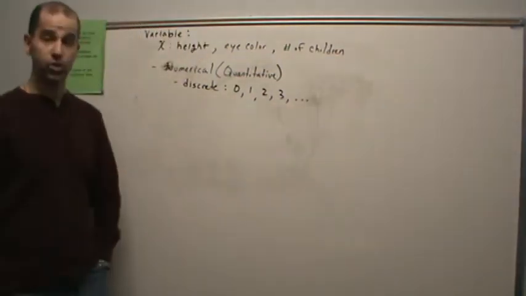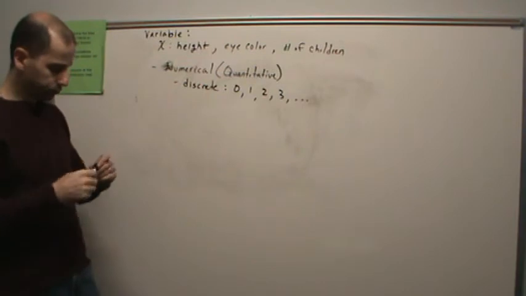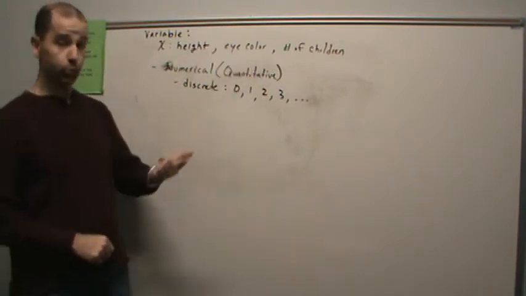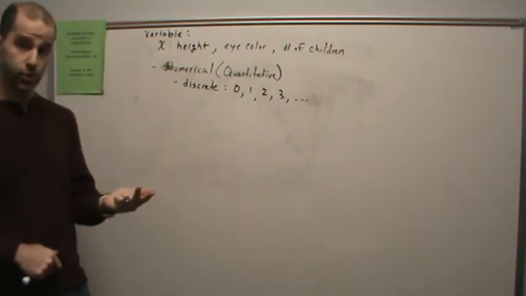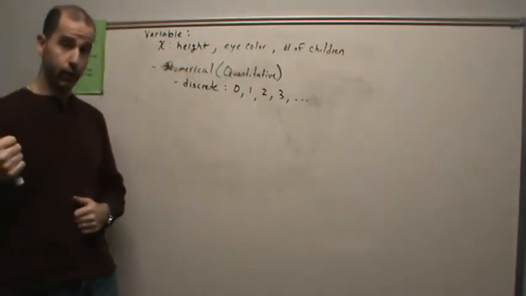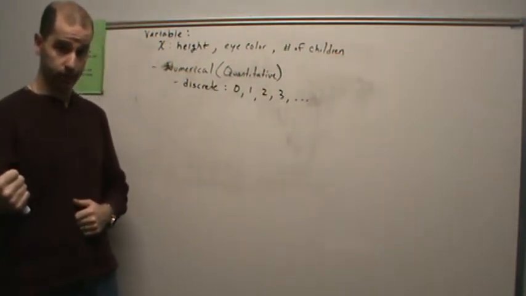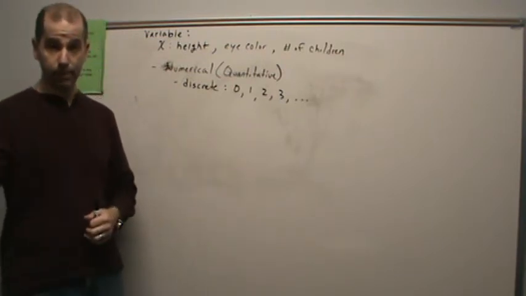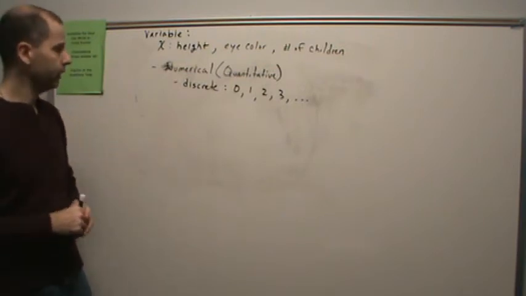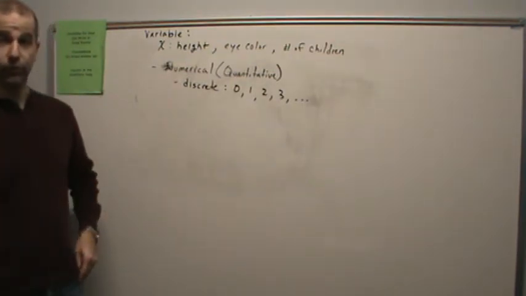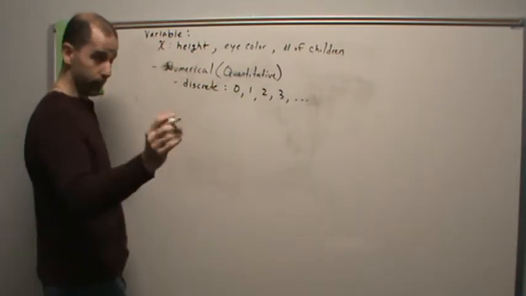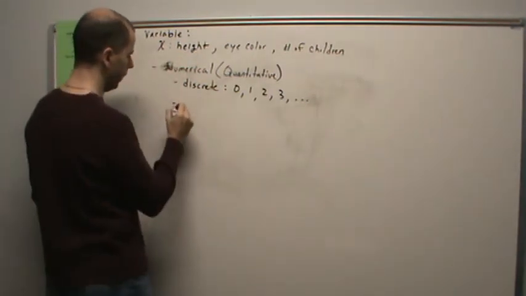Those are discrete. So for example, the number of pairs of shoes you own, the number of children in a household, the number of cars you own, the number of people on an auto policy, the number of M&Ms in a bag of M&Ms. Those are all examples of discrete random variables, or discrete variables. We'll talk about random in a minute.